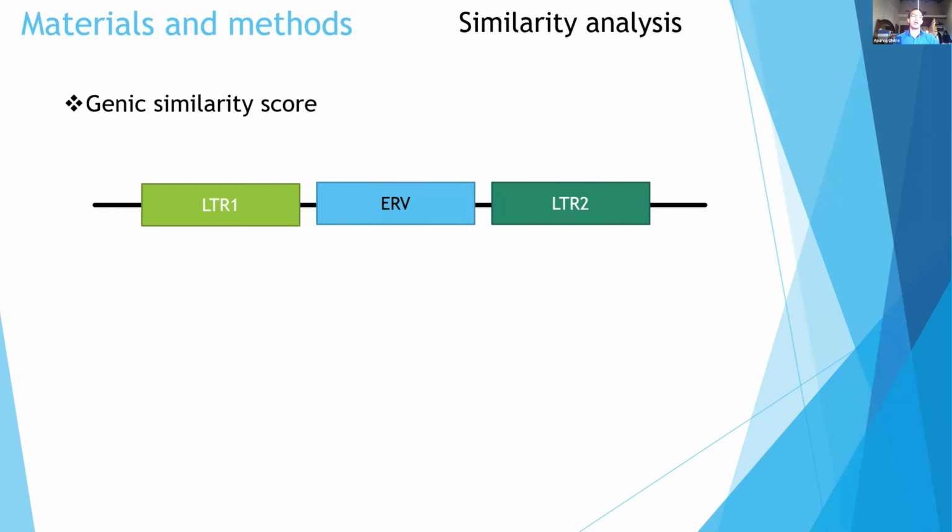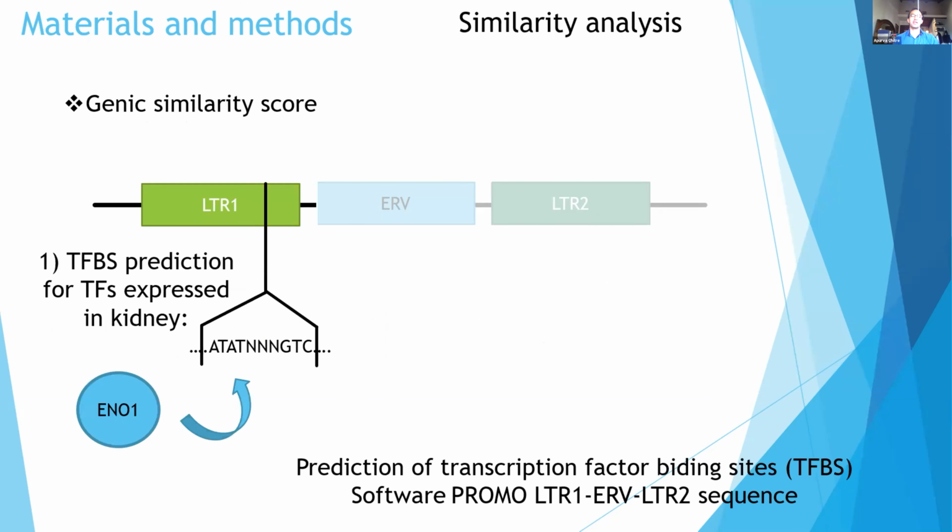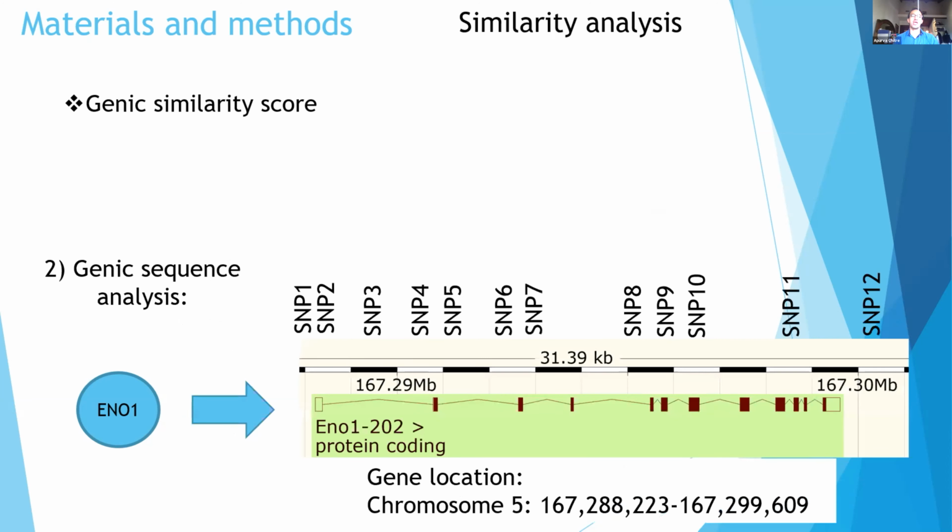We used the most probable polymorphisms associated with this phenotype, the insertion of the endogenous retrovirus sequence. We did this analysis in 2 different steps. We did a prediction for transcription factor binding sites in all 3 sequences using transcription factors that are expressed in kidney or kidney-related tissues such as collecting tubes. For example, here we have N01, which was discovered as one of those transcription factors able to interact with DNA sequences for those insertions. The second step was to perform the similarity score analysis.